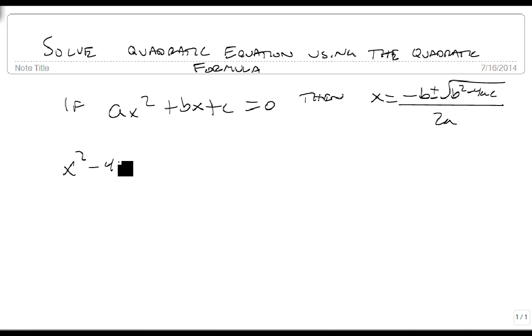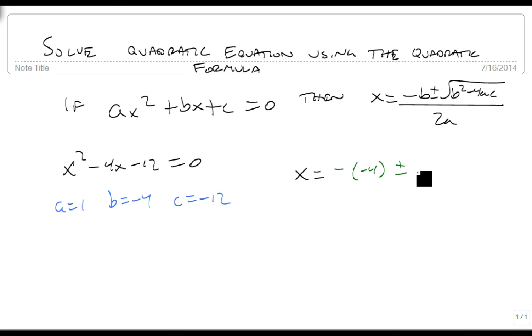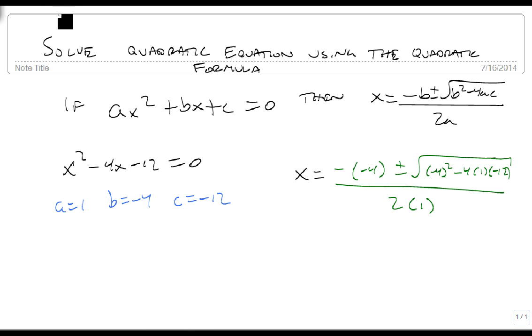x squared minus 4x minus 12 equals 0. In this case, a is 1, b is negative 4, and c is negative 12. So when we plug this in, x equals minus b, which is minus negative 4, plus or minus the square root of negative 4 squared minus 4 times 1 times negative 12. Let's close that parenthesis, all over 2 times 1.